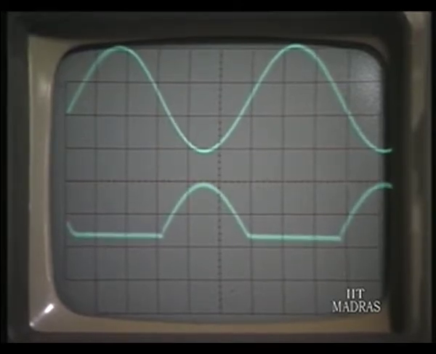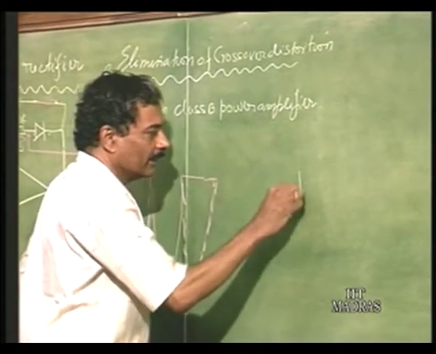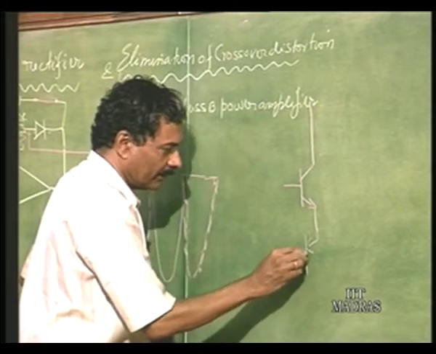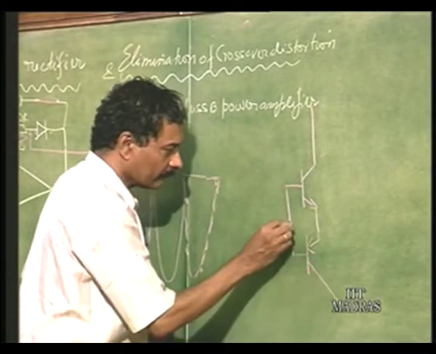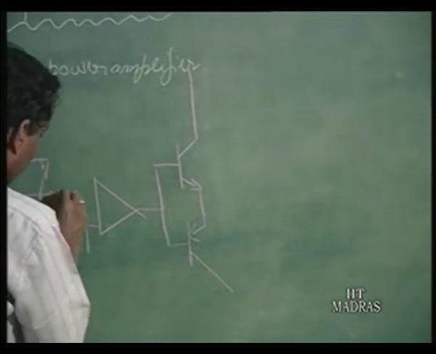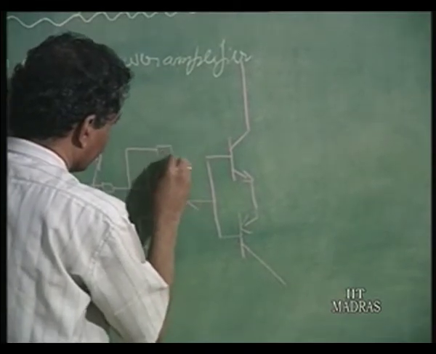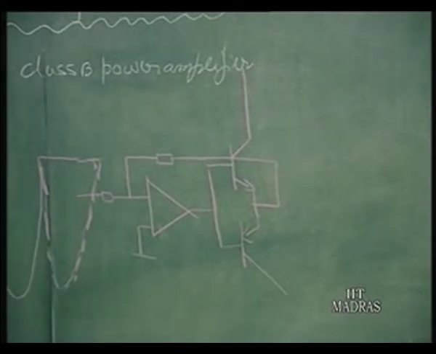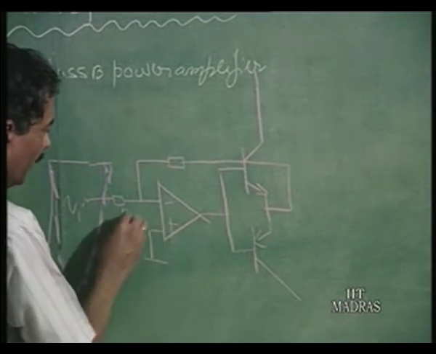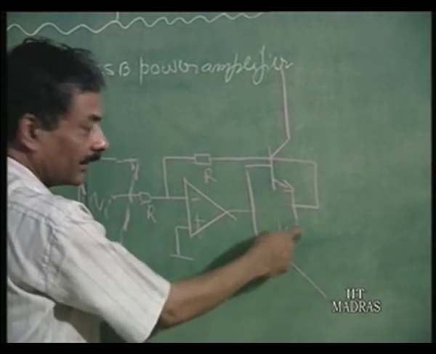Let us now see the board. In the case of the class B power amplifier, the same scheme is going to work, but it is going to be a power amplifier application. It is the same as that of the diode scheme. So you can see that this is the class B power amplifier, 10K 10K we can put, and there is a diode connected like this here and like that there.